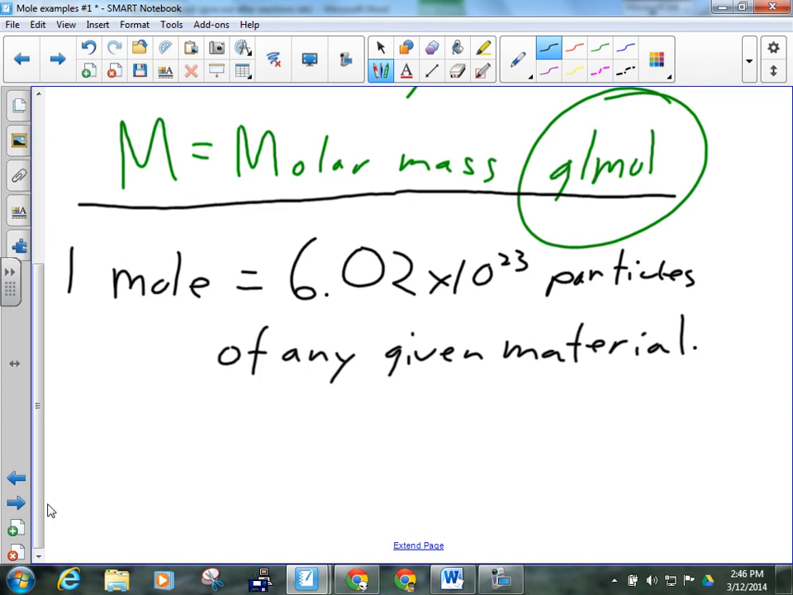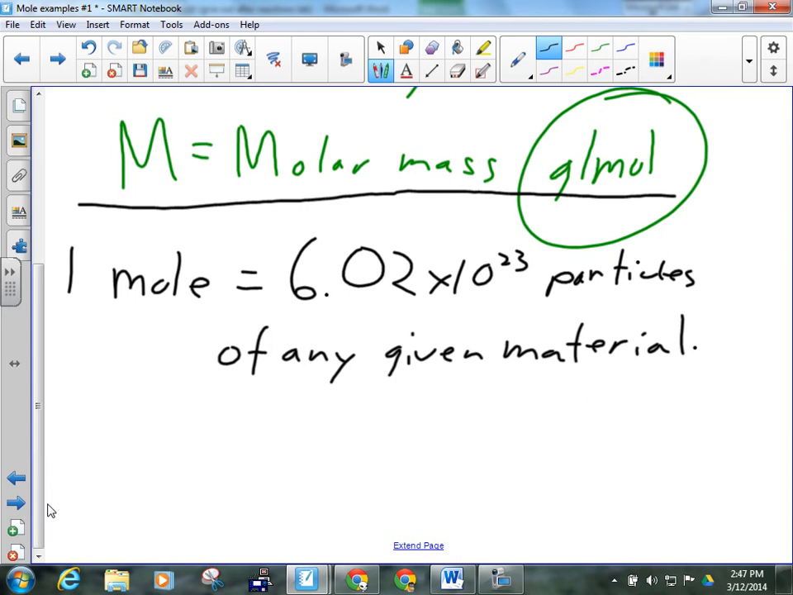So if I have 1 mole of iron, I have 6.02 times 10 to the 23 atoms of iron. If I have 1 mole of water, I have 6.02 times 10 to the 23 molecules of water, because a molecule is the smallest unit of water, right? It's H2O. But iron is an element, and its smallest particle is an atom. Everybody follow me there? So if it's a compound, this is the number of molecules. If it's an element, it's the number of atoms.